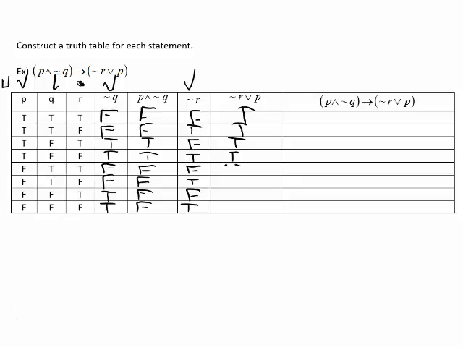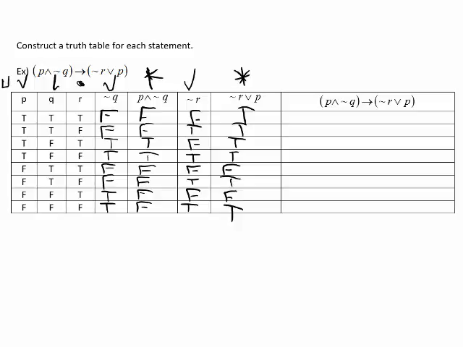False or false, that's false. True or false, that is true. False or false, that is false. And then true or false, that is true. All right, so the last column, I'm going to be dealing with this column and this column. Now remember, with an if-then statement, the only time it's false is if the first statement is true and the second statement is false. Every other scenario, it's a true statement.